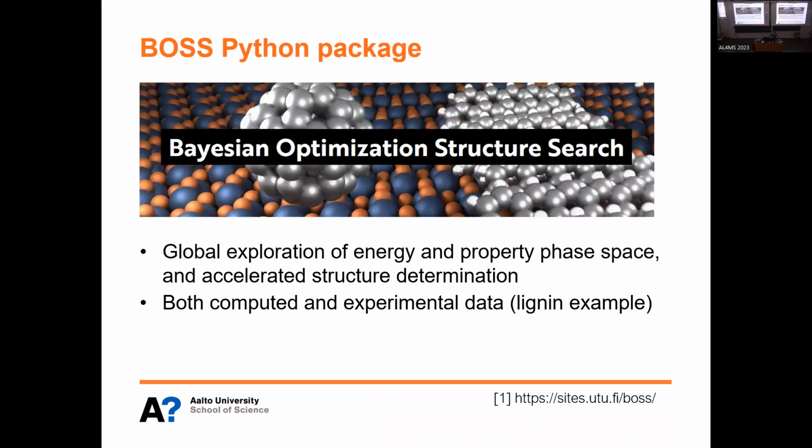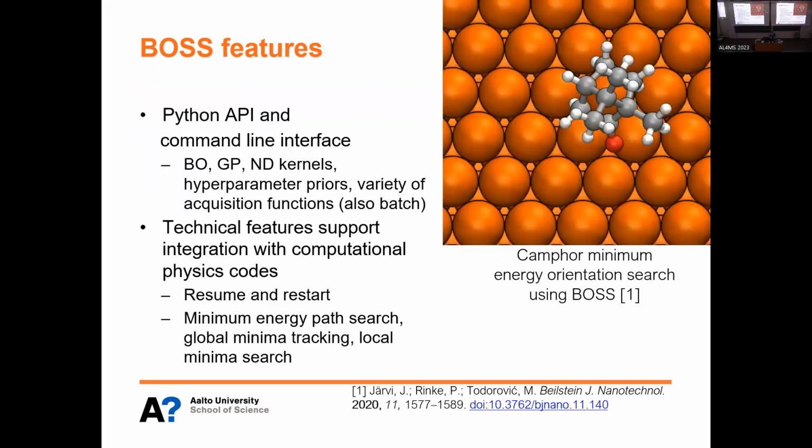Finally, a few words about BOSS that you're going to test later on today or after the break. It's a Bayesian optimization structure search Python package, and it's designed for the global exploration of phase spaces and also for accelerated determination of structures. It's good at accommodating both computed and experimental data. So for example, the lignin example that I mentioned earlier was implemented with BOSS. There are two interfaces: the Python API and also the command line interface.